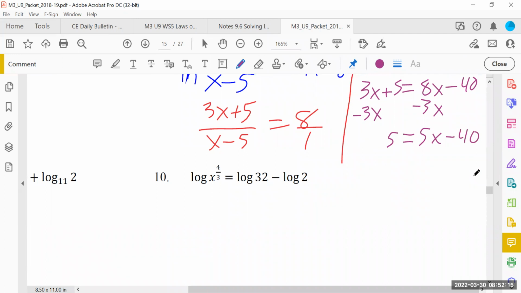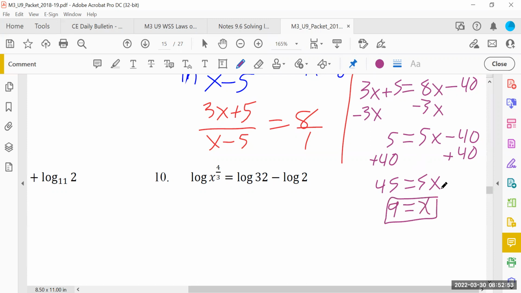Kiara, what would I do next to solve that one? Okay, you could divide by 5 and it would actually work out okay here. As long as you divide everything by 5, it'd be 1 equals x minus 8. I would add the 40 to both sides first and then divide, just to be safe. So if we add 40 to both sides, we get 45 equals 5x. Divide both sides by 5. X is 9.